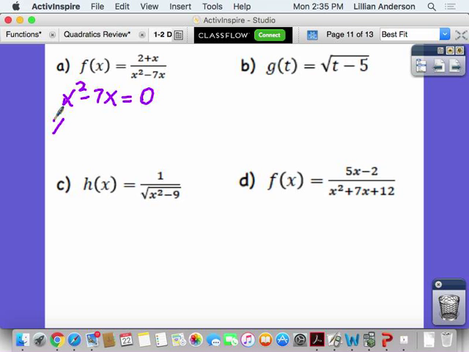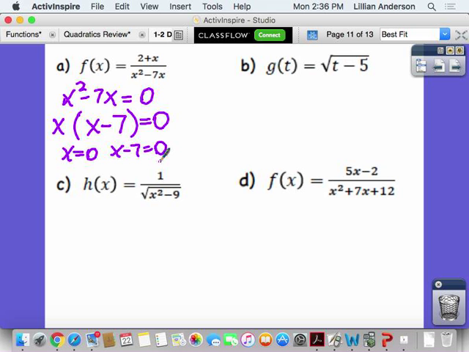Okay. So you take that x and you factor it out. When you factor out an x from an x squared, what are you left with? Okay. All right. So over here is going to be a minus 7. At this point, all you do is set the outside equal to 0 and the inside equal to 0. So x equals 0 and x minus 7 equals 0.